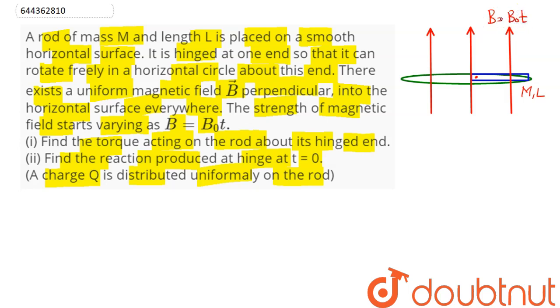Now we need to find the torque acting on the rod about its hinged end. So about this hinged end we need to find the torque on this rod. The torque is given by tau equal to r cross F, which can be written as length L into F, where F is equal to lambda into E dot dl, since the rod has a charge q uniformly distributed on it, as the question says.